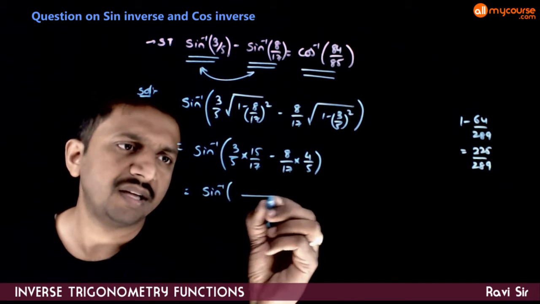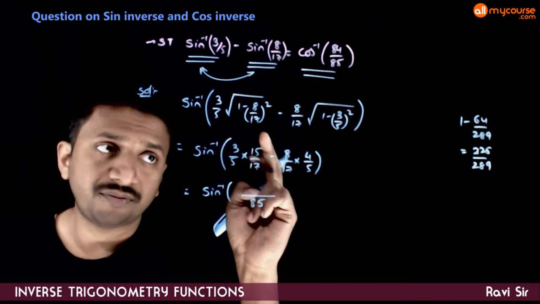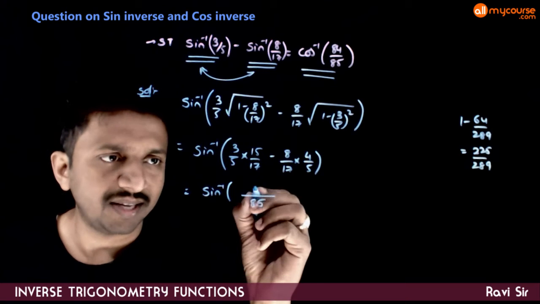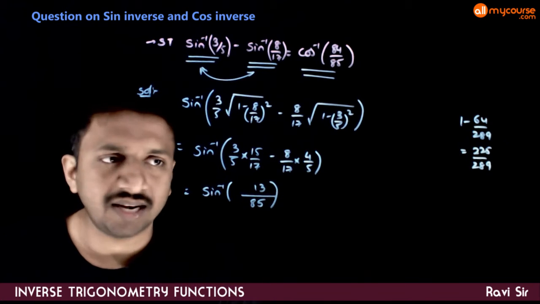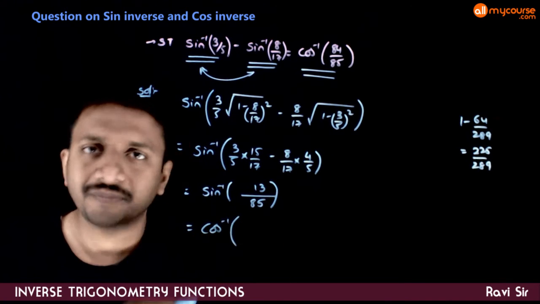17 into 5 is 85, 3 into 15 is 45 minus 8 4s are 32 is 13. So sine inverse of 13 by 85. That is equal to cos inverse of what?